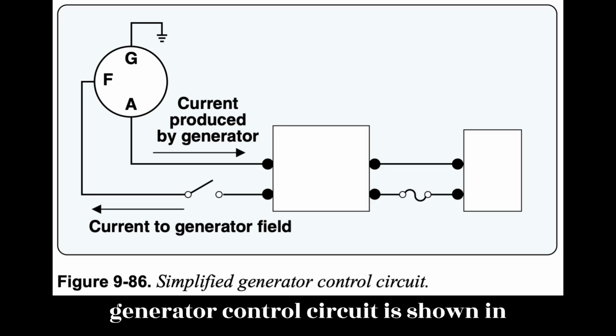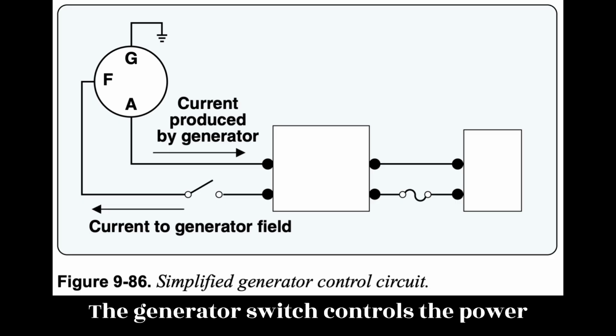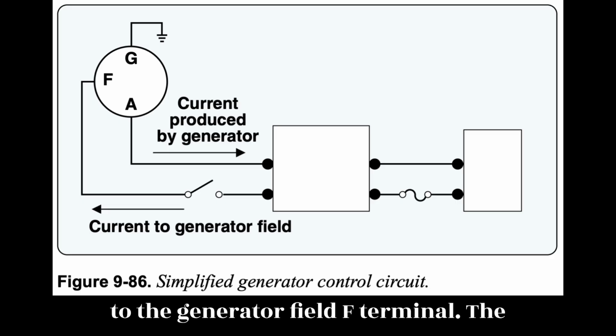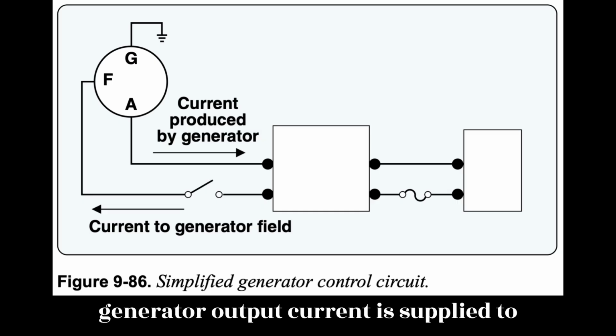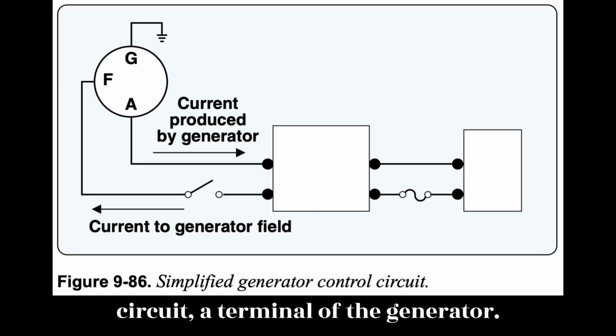A simplified generator control circuit is shown in Figure 9.86. As can be seen in Figure 9.86, the generator switch controls the power to the generator field, F terminal. The generator output current is supplied to the aircraft bus through the armature circuit, A terminal, of the generator.